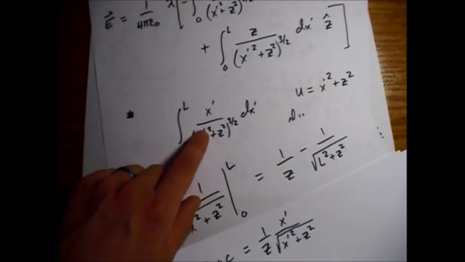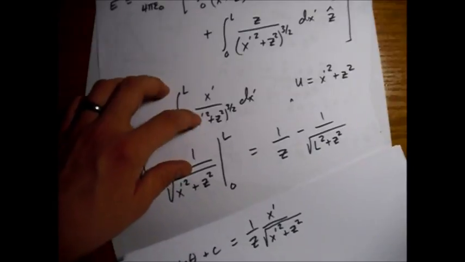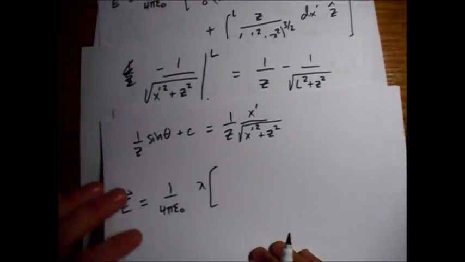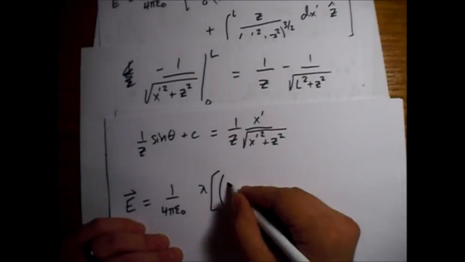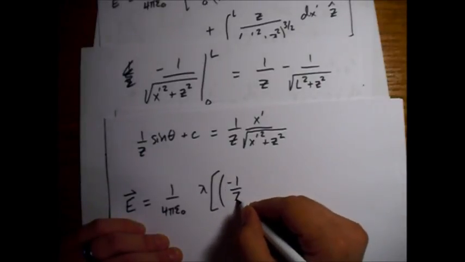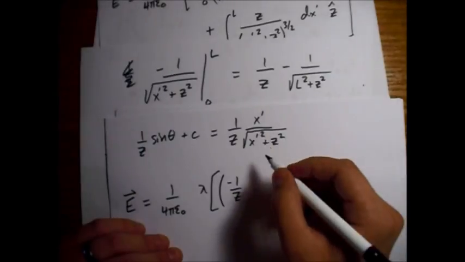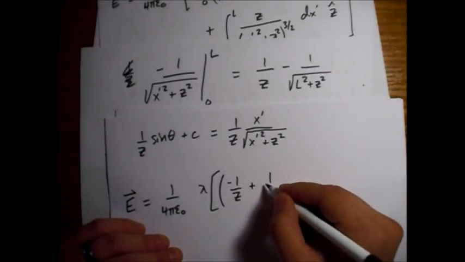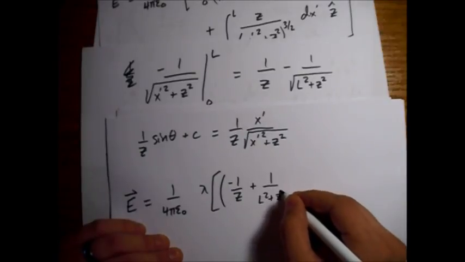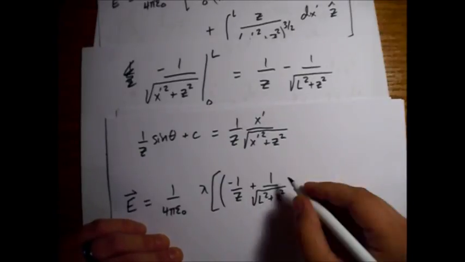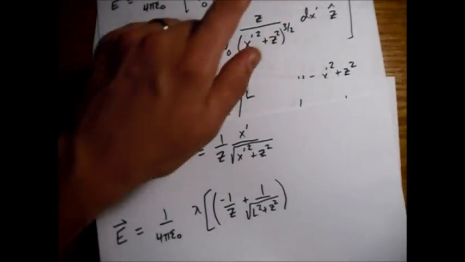And remind ourselves what we solved for. We did not put the minus sign in here when we solved for it, so we need to go ahead and put the minus sign in there. So we get a minus 1 over z plus 1 over the square root of L squared plus z squared. And this was our part that was in the x hat direction.